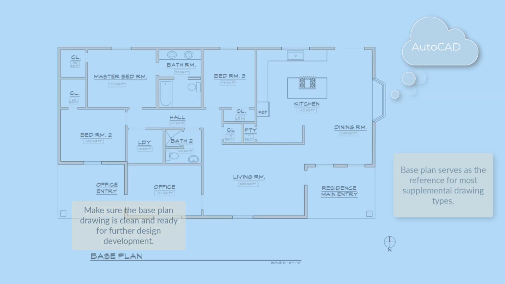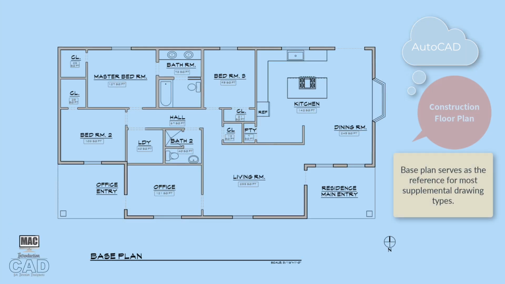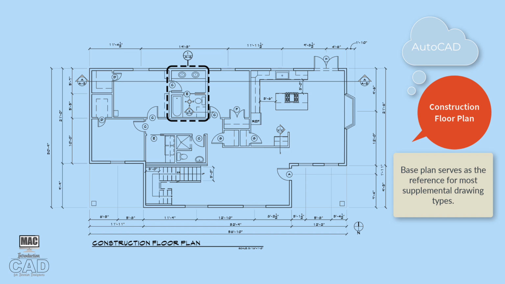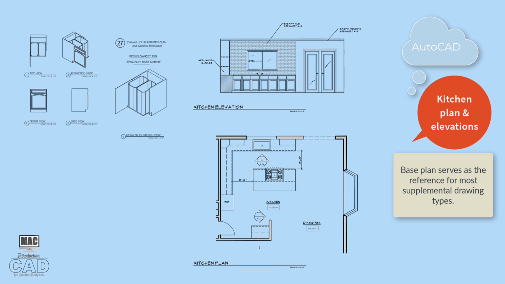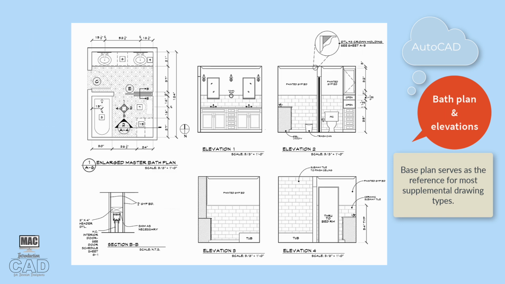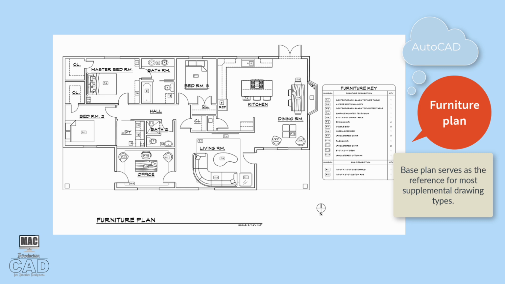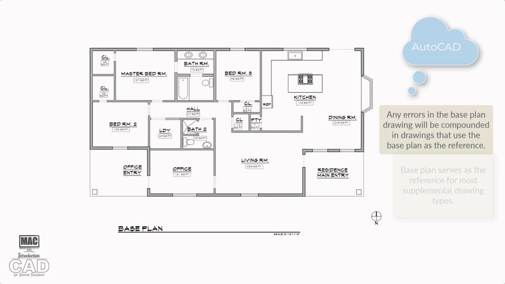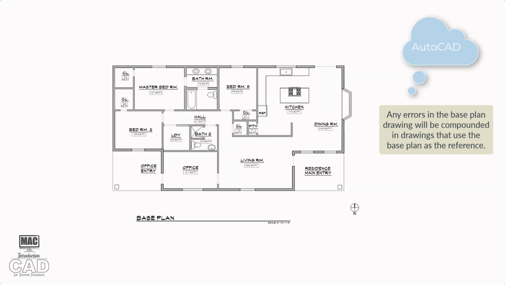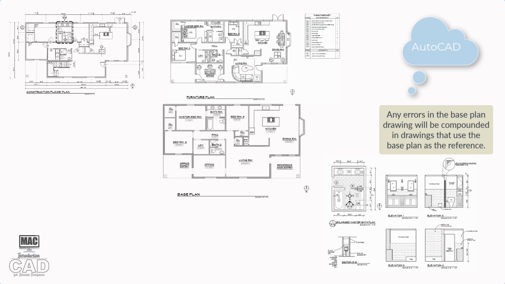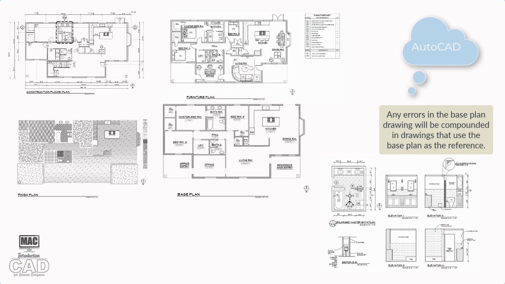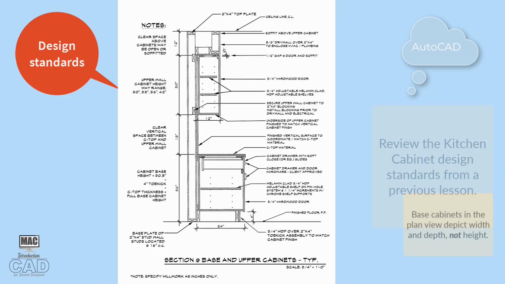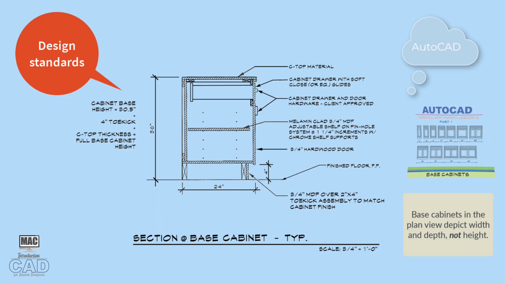The base plan is referenced in all of these supplemental plans: construction floor plan, kitchen plan and elevations, bathroom plan and elevations, furniture plan, electrical and lighting plan, finish plan, etc. Therefore, if there is an error in the base plan, the same error will show up in all of the supplemental plans as well. Review the kitchen cabinet standards from a previous assignment, entitled Kitchen Cabinet Library.